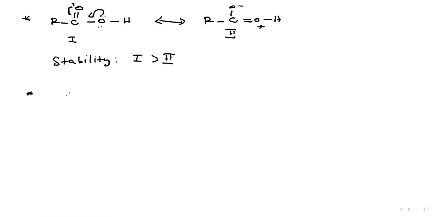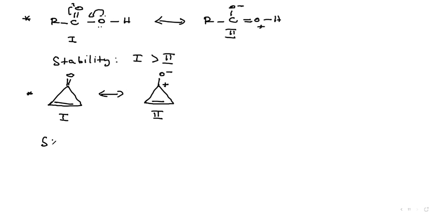Now I take this example: a double bond with plus, the resonance structure, and a double bond O minus plus. This is the first, this is the second. Which is more stable? According to the rule, the first is more stable, since neutral is more stable. But the answer is wrong. Please note, this is an exception case. Very important.